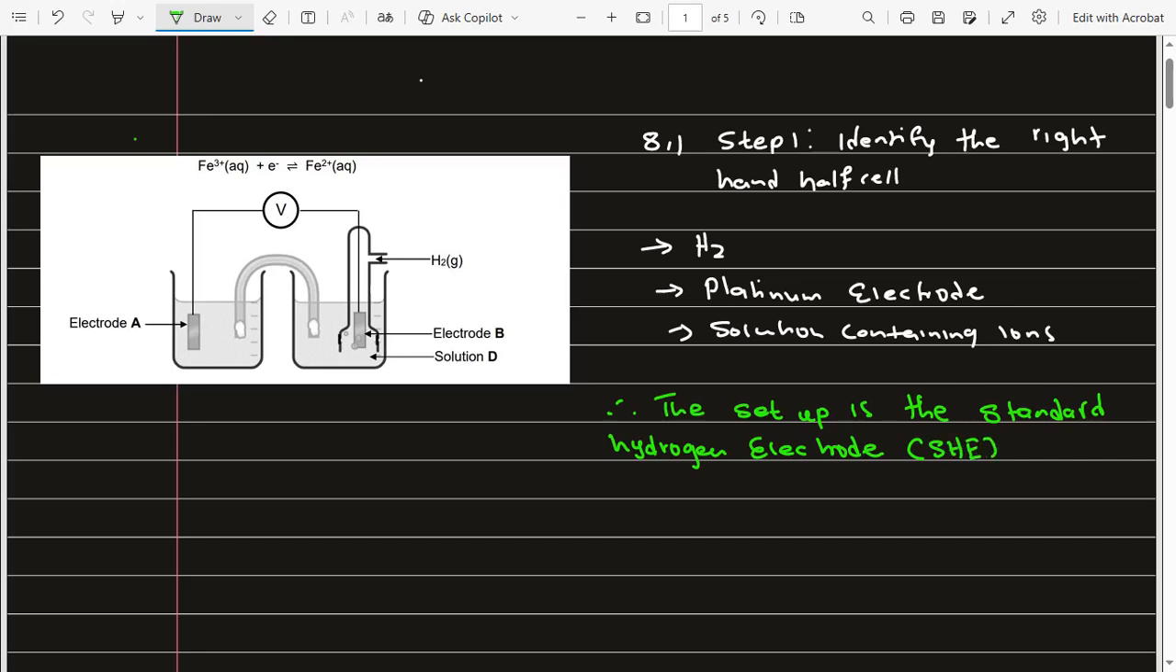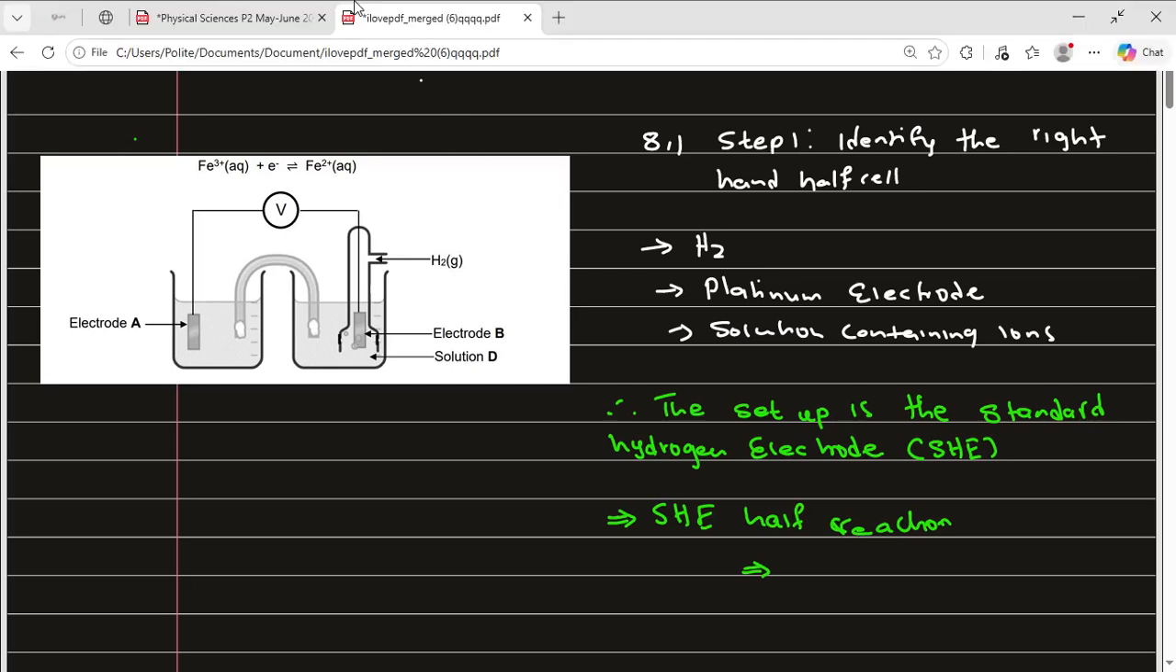Okay, so now, what is this? We know that if this is the standard hydrogen electrode, the SHE, we need to write down the SHE half reaction. Okay, I'm just going to write that down. So what will be the half reaction for that? Because we know that this is the hydrogen gas.